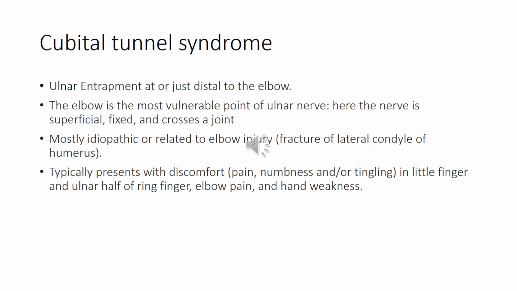Now, getting to the next topic, which is cubital tunnel syndrome, which is entrapment of the ulnar nerve at or just distal to the elbow. Why is this common? This is common because the elbow is one of the most vulnerable points where the ulnar nerve passes. Here, the nerve is superficial, fixed, and it crosses the joint. Mostly, cubital tunnel syndrome is idiopathic, or it might be related to elbow injury, for example, in cases of fracture of the lateral condyle of the humerus.